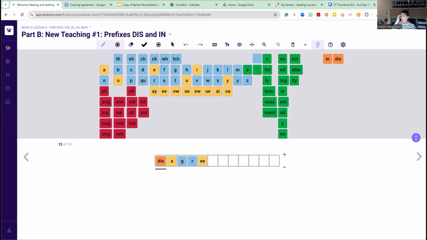Agree, and now we're going to add our new prefix that also means not. So in means not, dis means not. Like disagree, we can add a suffix to it, disagreement. We can add multiple suffixes to them, like the word disrespectful and ly.